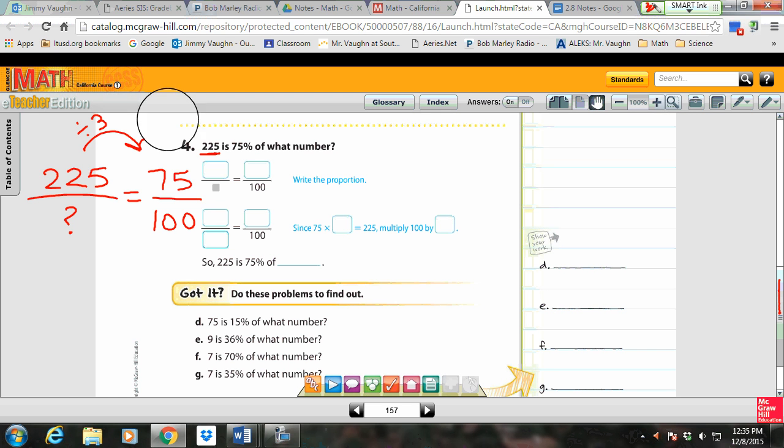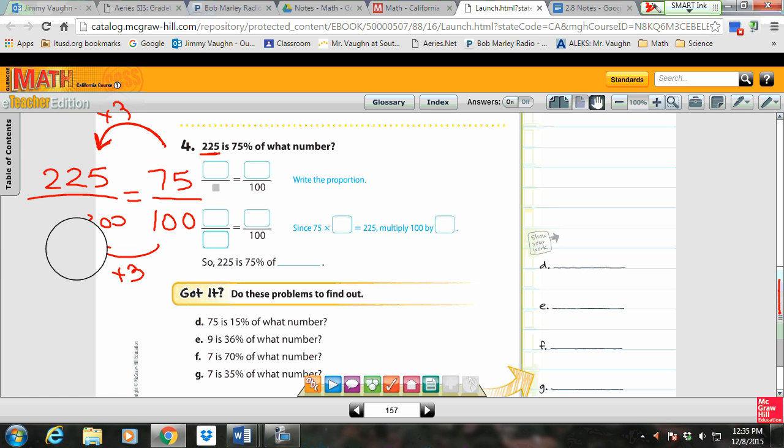So 225 divided by 3 is 75, or since it's an equal sign, you can go backwards and forwards. 75 times 3 is 225, so 100 times 3 is 300. That is what the answer is.